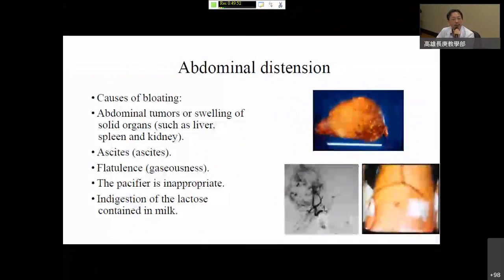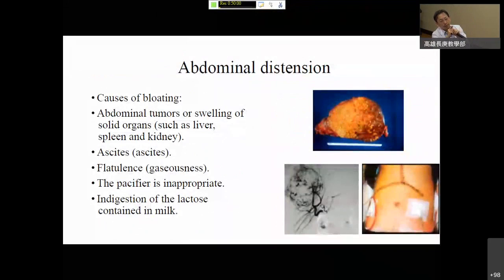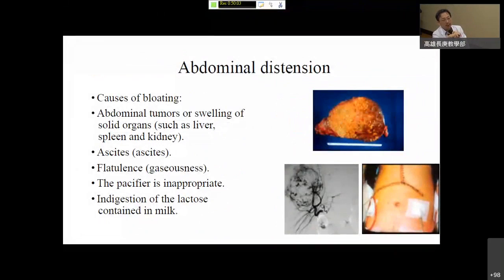And another condition that occurs in children is abdominal distension, okay? In other words, bloating, okay? There are some possibilities of causing abdominal distension. Of course, abdominal tumor, we always have to take into consideration, but it's not very commonly seen in the stage of child, okay? Ascites, okay?